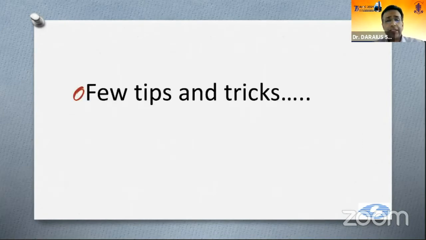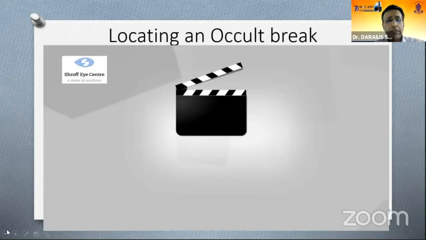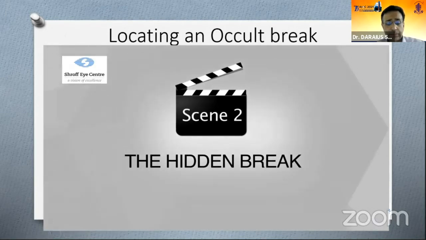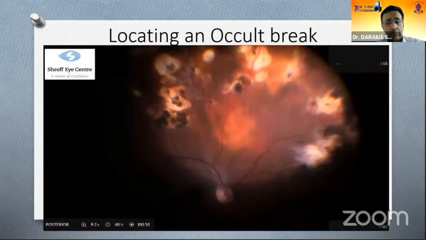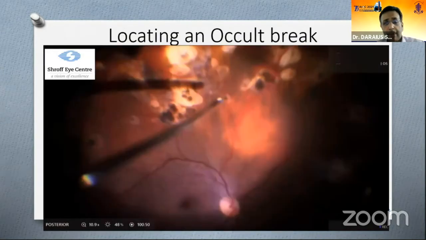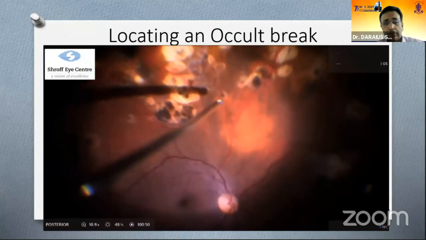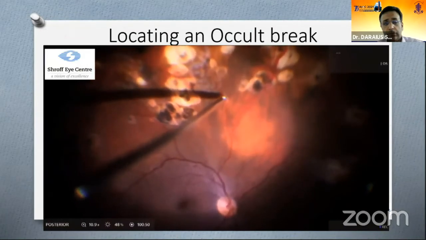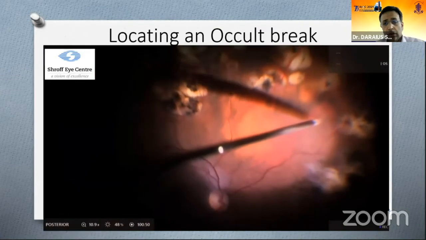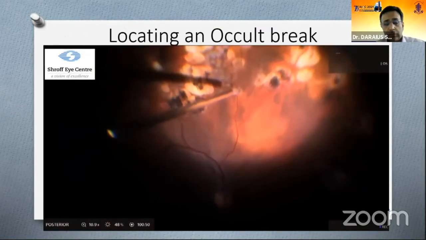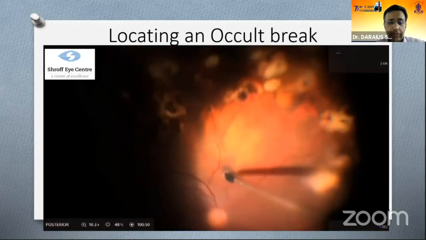Just a few tips and tricks since we're on this topic. One was a small tip on how to locate an occult break. This lady had a recurrence 2 years post silicone oil removal. There was an inferior shallow RD along with previous laser marks, but no obvious break was seen. We tried to locate the break with the help of scleral indentation and a brush needle, but we were unsuccessful. It's a very shallow RD in this case.